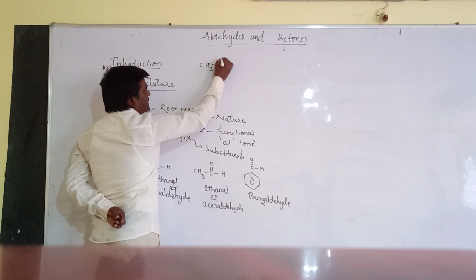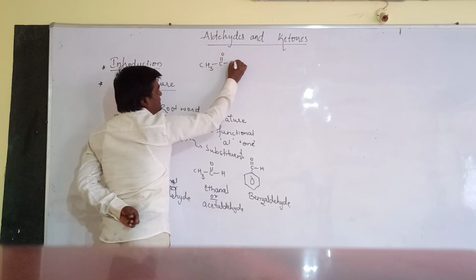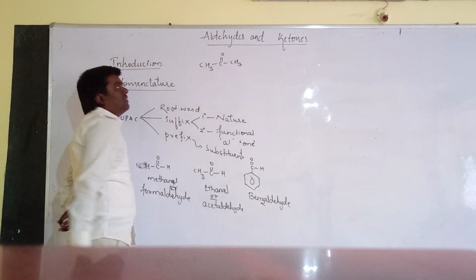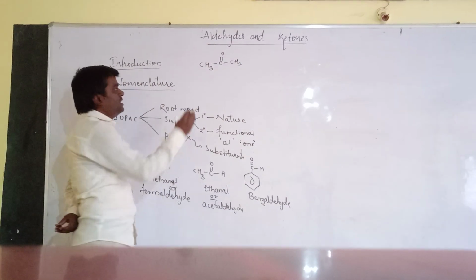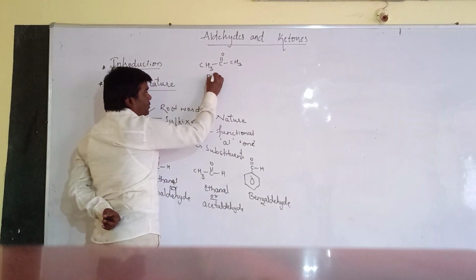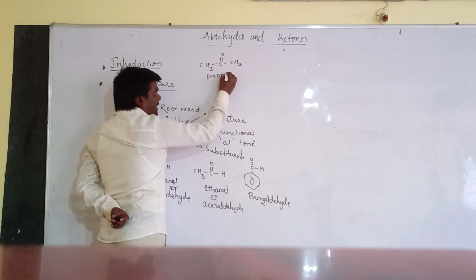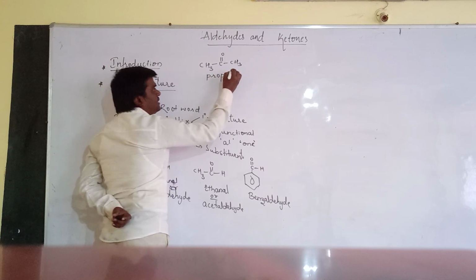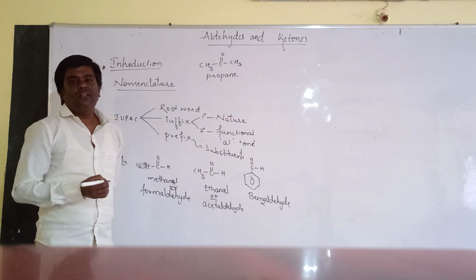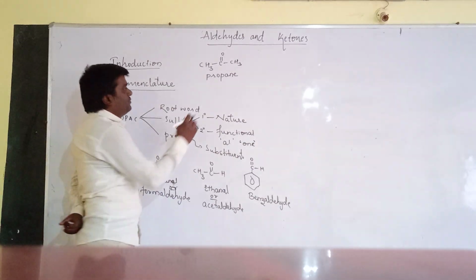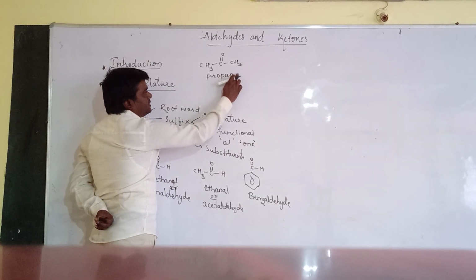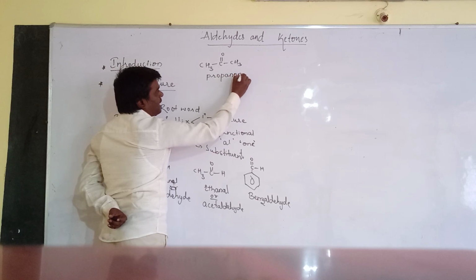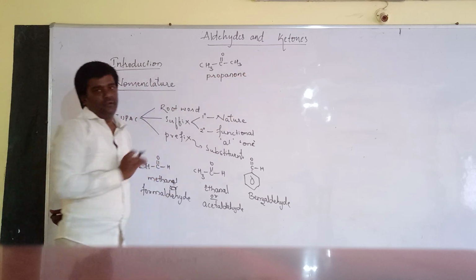CH3, C double bond O, CH3. The number of carbon atoms is 3, therefore the root word will be pro, and it is saturated, therefore ANE, that is propane. It contains a functional group, therefore the terminal E is replaced by O N E, that is propanone.